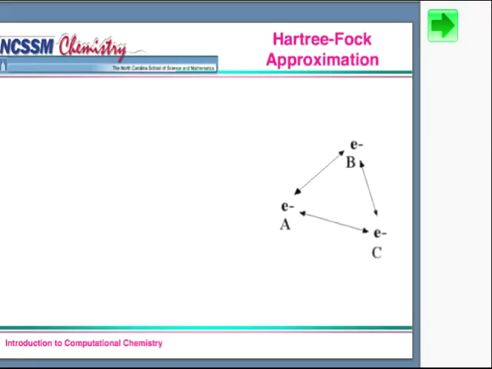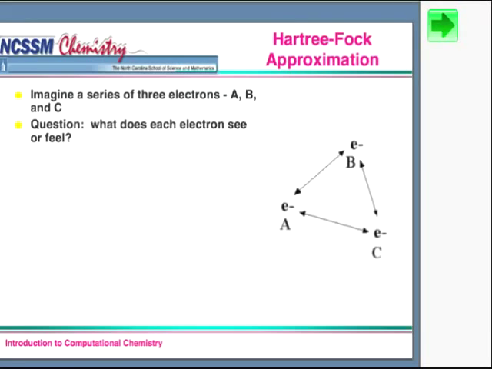Okay, let's talk a little bit more about the Hartree-Fock approximation to give you a better idea of what that's talking about. There's a graphic there on the right. Imagine a series of three electrons, and I'm going to call them A, B, and C. Each of these electrons has a negative charge, so I've represented each electron with an E and a minus sign on it. And the question is, what does each electron see or feel? You should be able to tell me the answer, but I'll go ahead and tell you. Each electron sees the repulsive force of the other electrons.